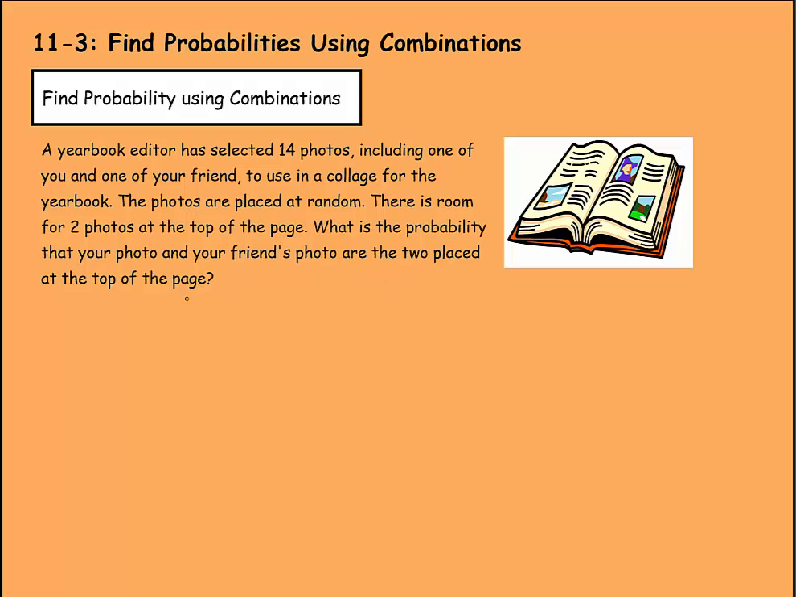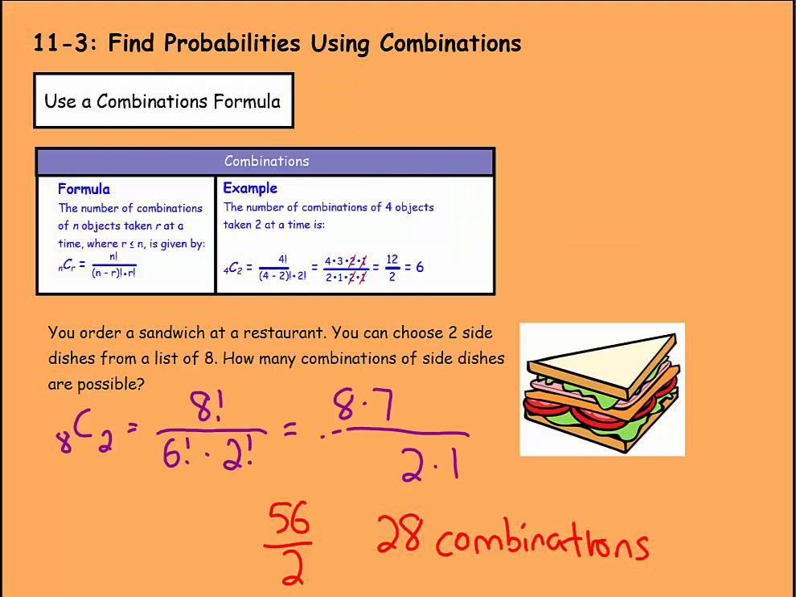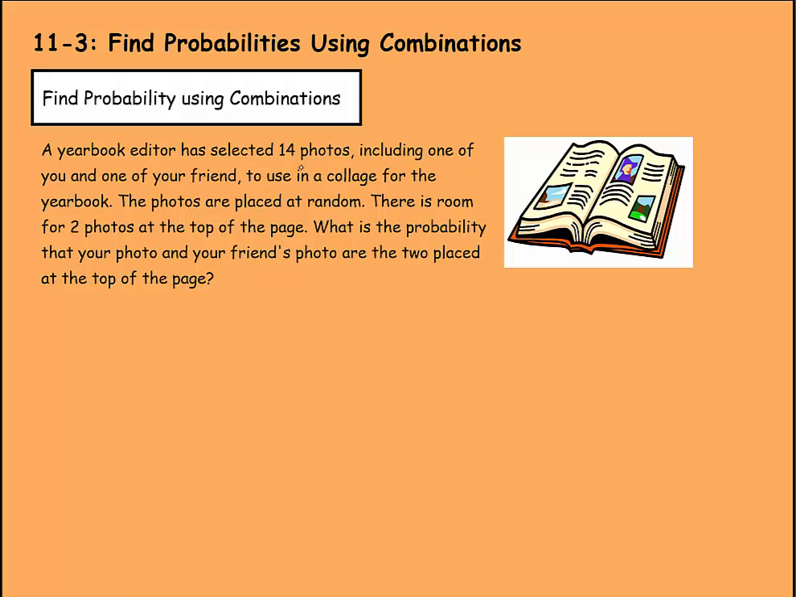Well, if we use our formula here, remember the n is the number of objects taken and r is the amount that is in the combination group. Well, we see that there's 14 total objects to select from and there's 2 in the group. So we would say 14 combination of 2. And using the formula, we would have 14 factorial on the top over 14 minus 2, which would be 12 factorial, times the 2 factorial.